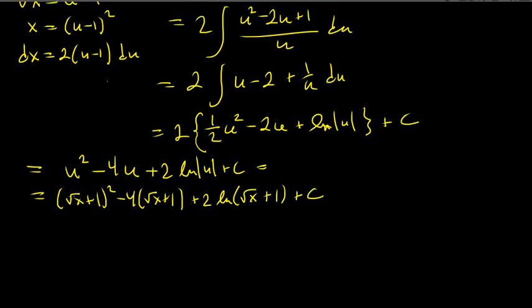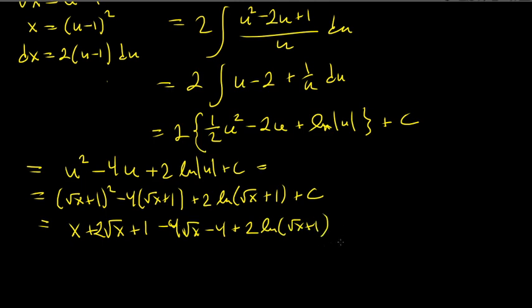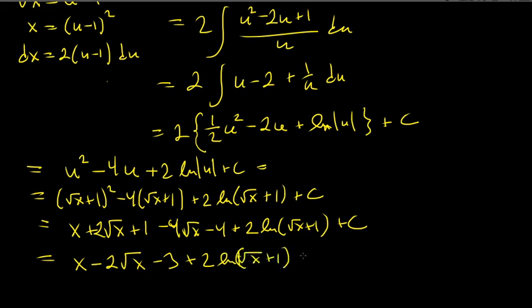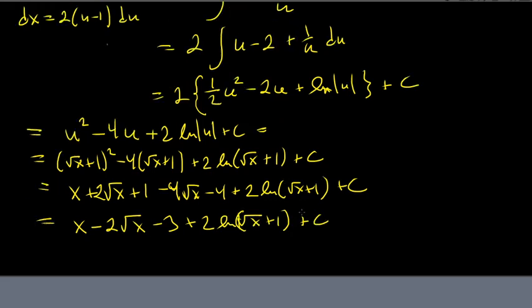And again, we could leave it like that, but maybe we should multiply this out. 2 here. That's a 4 square root of x minus 4. Yep, we're not going to be able to simplify this. Natural log of square root of x plus 1. So we're just going to get x, and then 2 square root of x minus 4 square root of x is negative 2 square root of x. 1 minus 4 is negative 3, plus 2 times natural log of, again, if you want to put absolute value, that's fine. But in this case, it's not necessary because it's already positive.